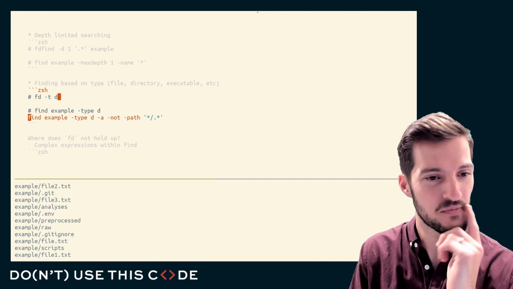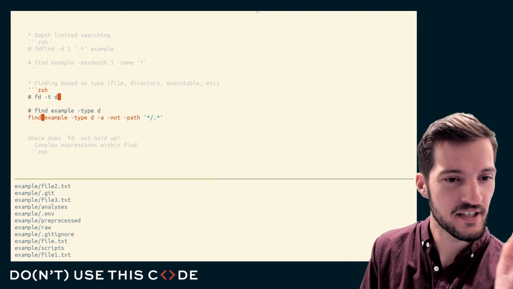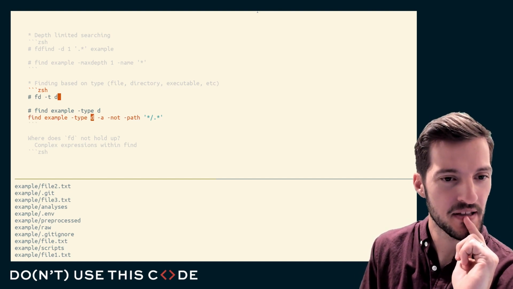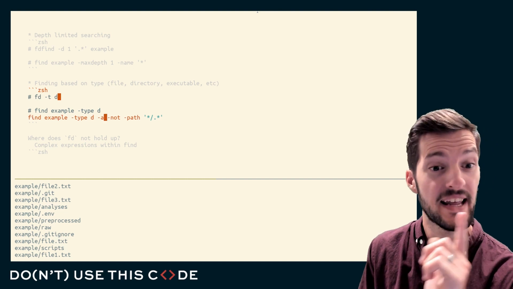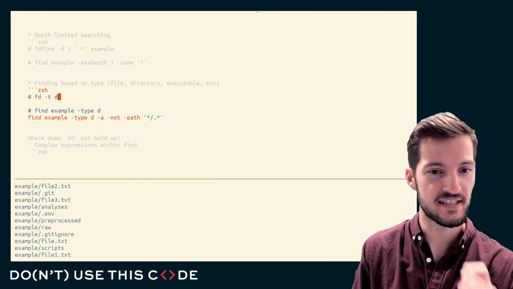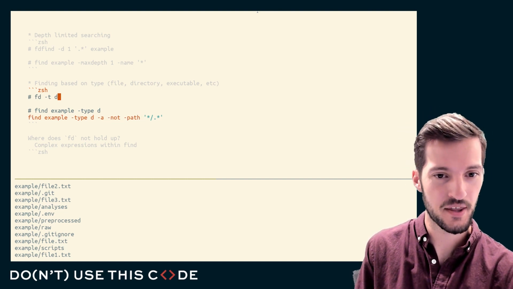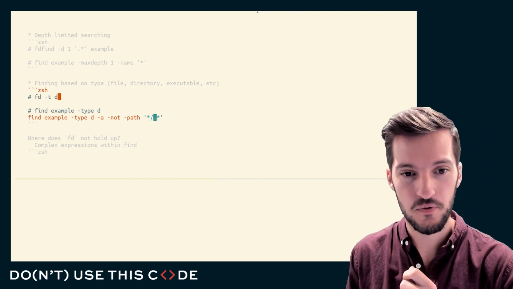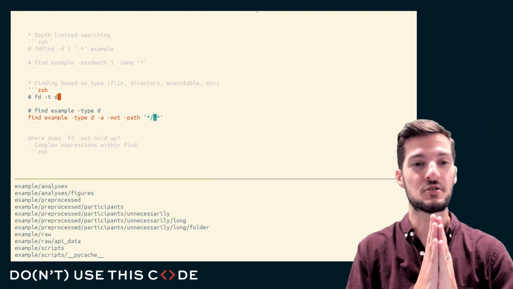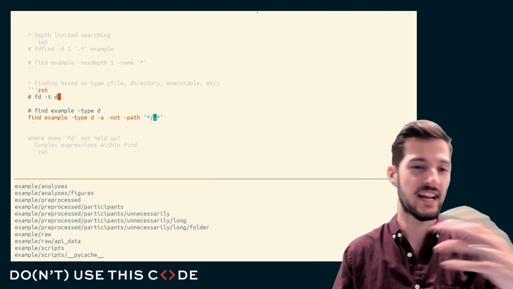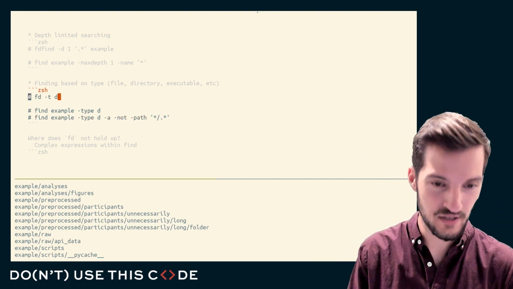And so now what are we doing here? We're finding an example, anything that's of type d, -a for and, it's not a path that starts with a dot. Okay, so we're finding a directory that's not hidden, any directory that's not hidden. I had to really read through that.